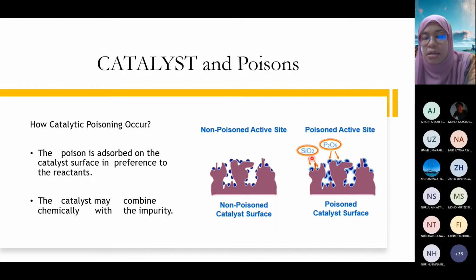But when the poisoning substance that acts as a poison is involved in the reaction, it will absorb on the catalyst surface. So bila adanya poison substance here, therefore it will eliminate the formation of the product. Okay. So kalau tengok di sini, maksudnya the blue color tu cannot change to the product. The reactant cannot change to the product.